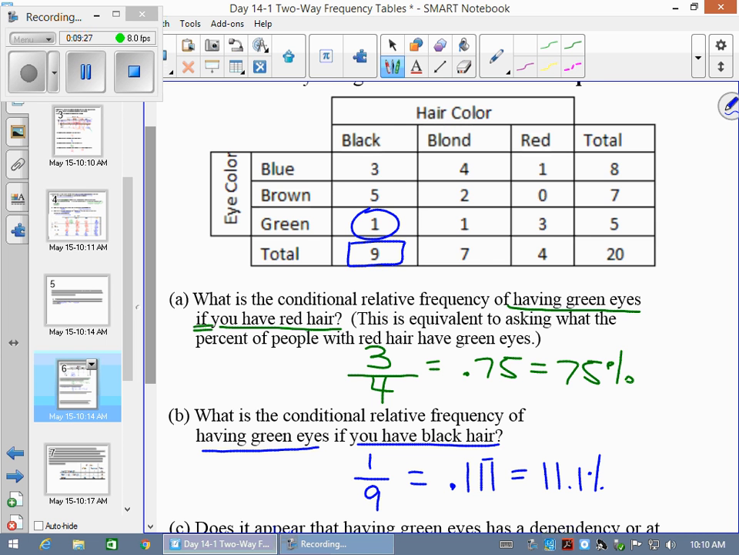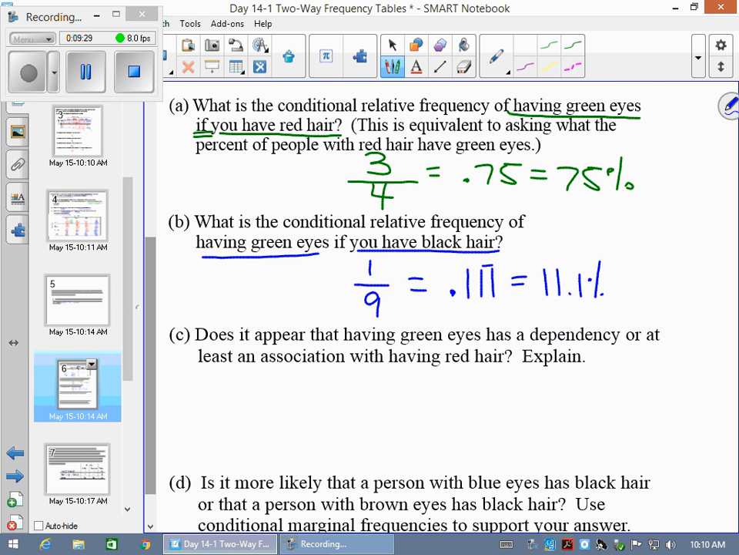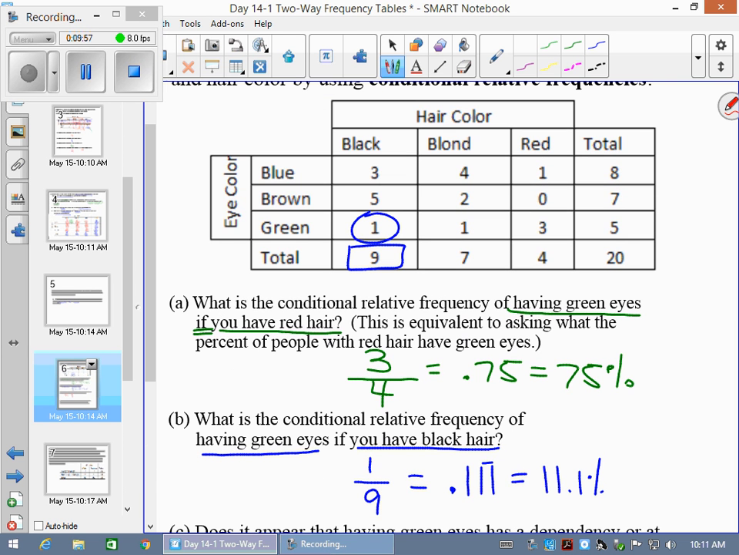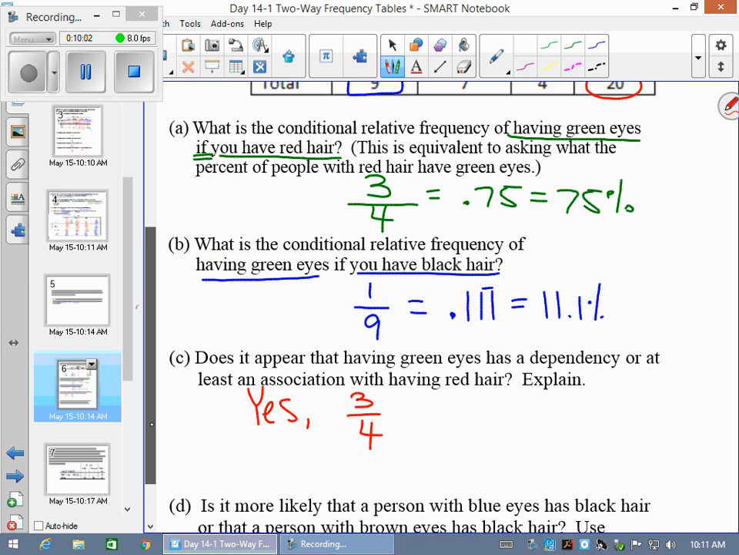Part C, does it appear that having green eyes has a dependency, or maybe at least an association, with having red hair? Well, for this part, I would say yes. Because if you compare these numbers, 3/4, so 3 out of 4 people had green eyes when they had red hair. But if we think about just in general, how many people have green eyes, 5 people have green eyes out of a total of 20. So if we compare these fractions, 3/4 is much greater than 5 out of 20.